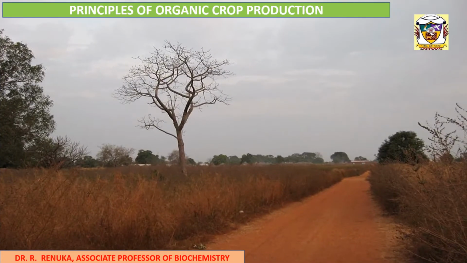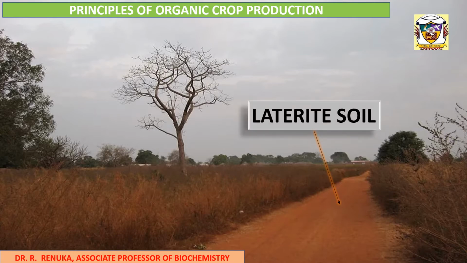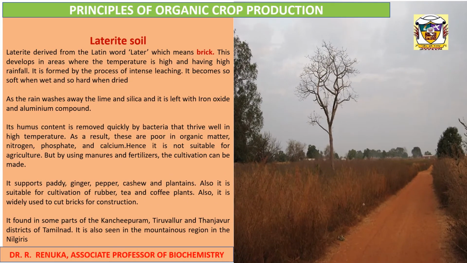Next comes laterite soil. Laterite soil is derived from the Latin word later, which means brick. This develops in areas where the temperature is high and there is high rainfall. It is formed by the process of intense leaching. It becomes so soft when wet and so hard when dried.